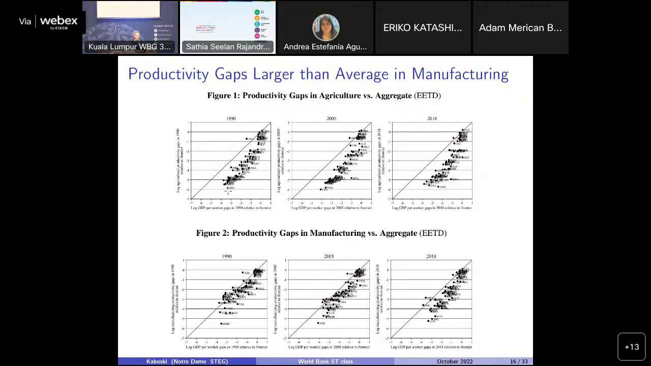So this is sort of saying that poor countries that are behind the frontier are really behind in agriculture. Does that make sense? This is just another way of expressing those agricultural productivity gaps that I just showed you. This is true in 1990. This is true in 2005. This is true in 2018. There's nothing new here. This is a different way of showing you the fact that I just brought up earlier.